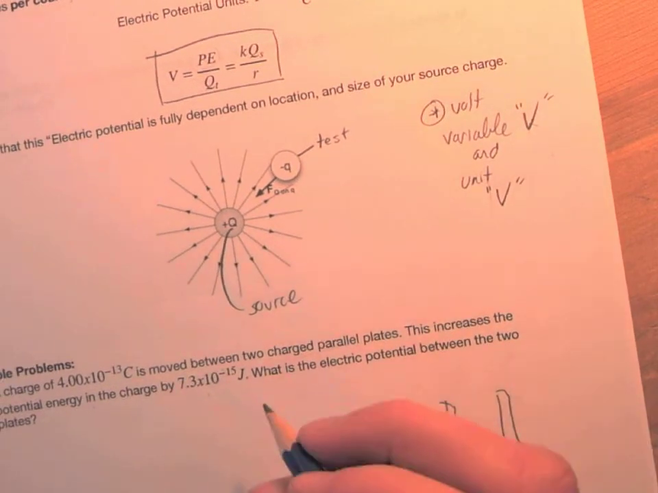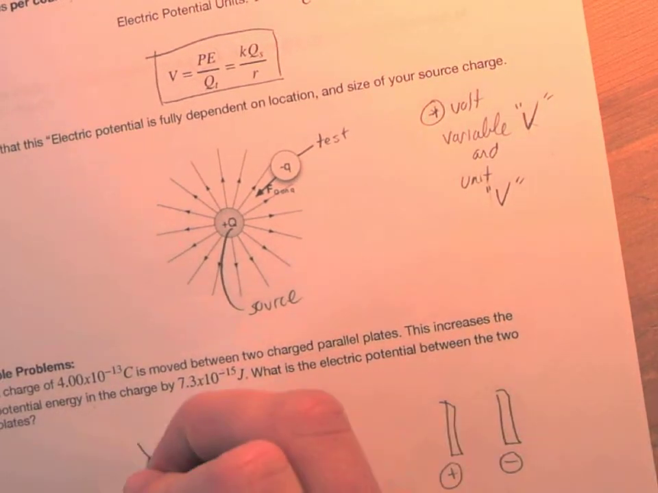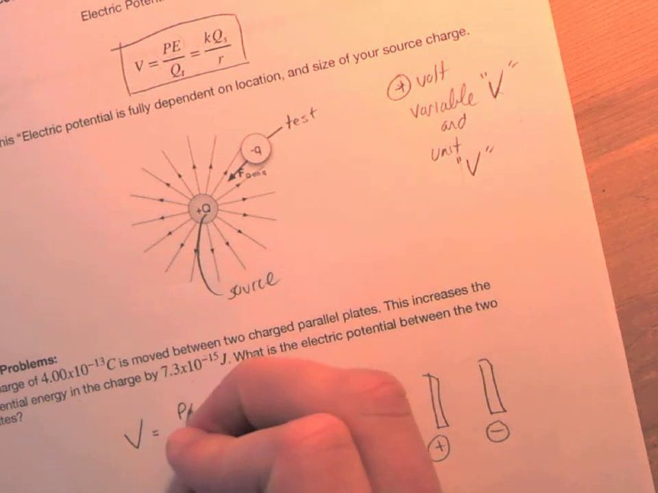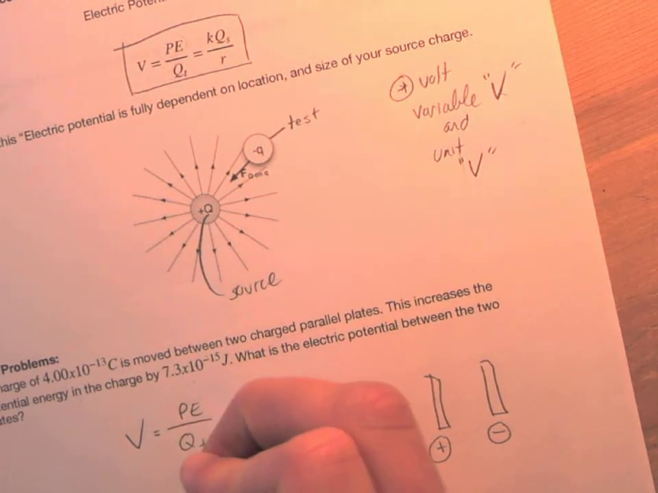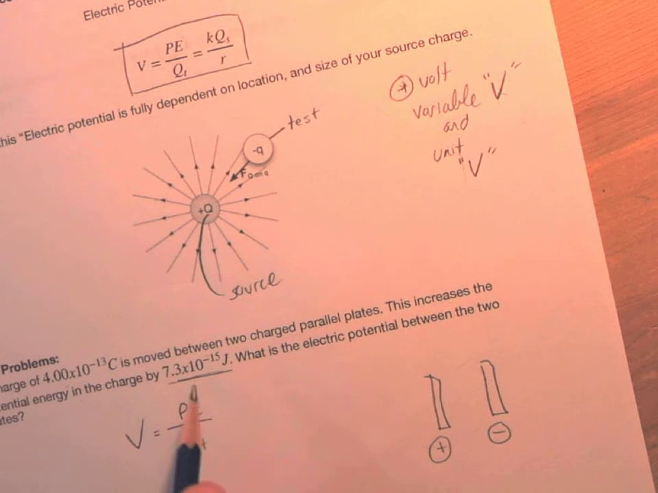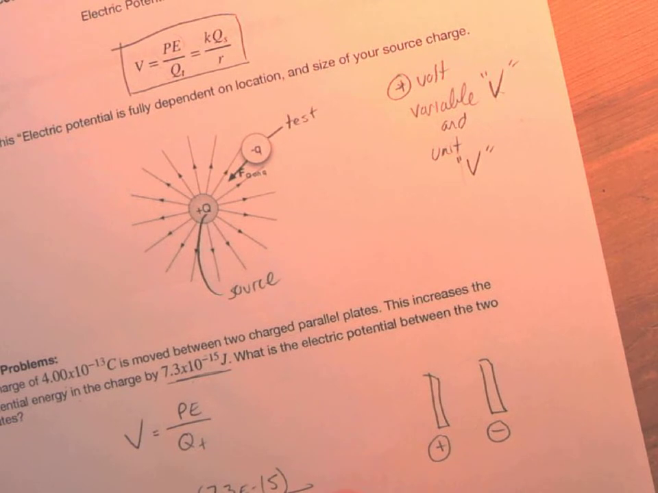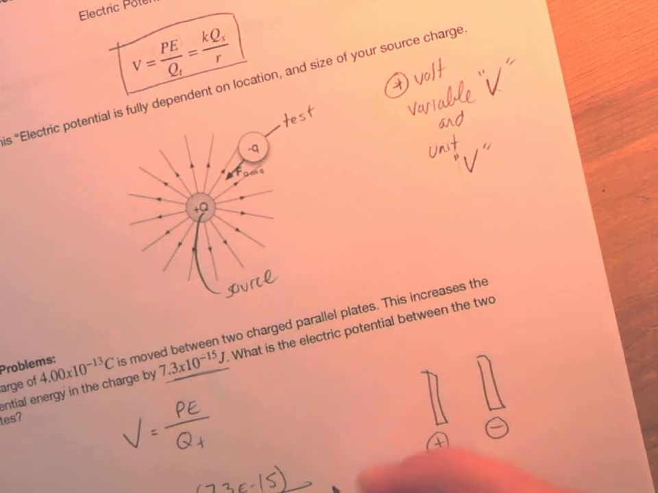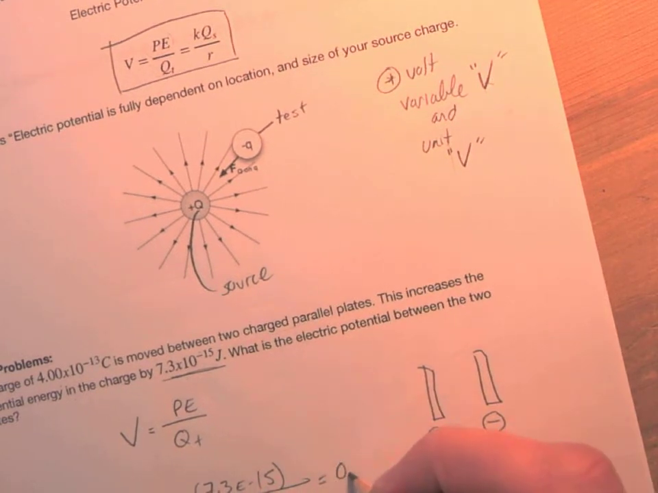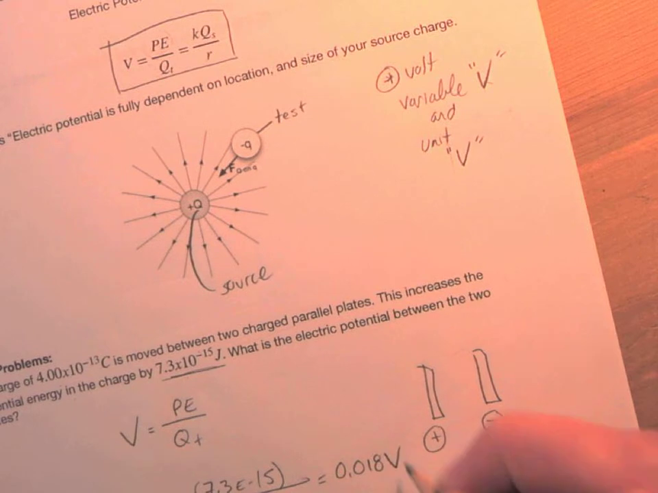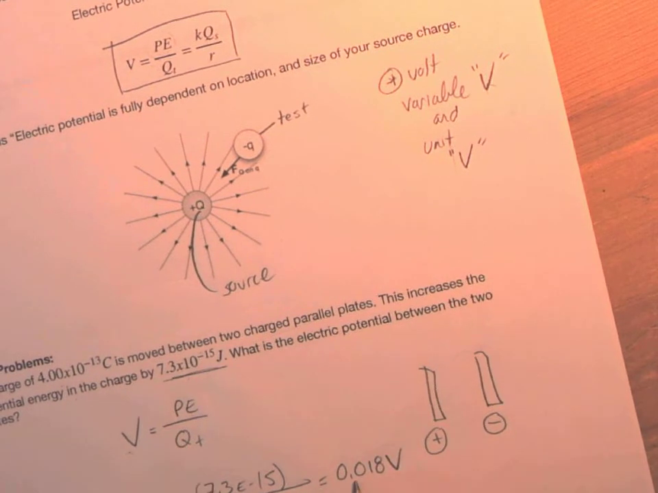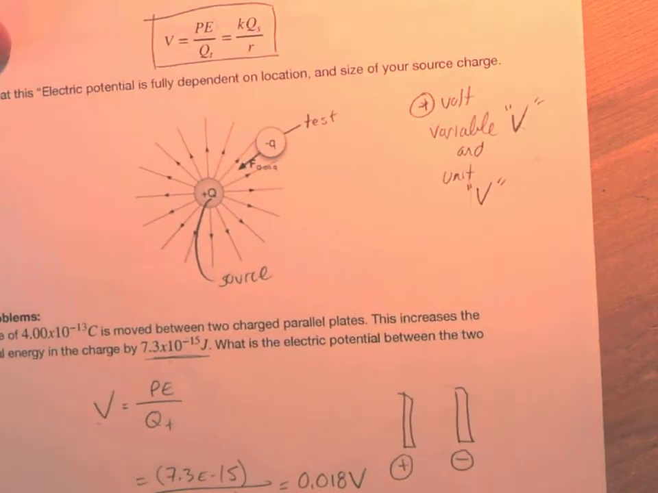Okay, so here I'm going to use our equation. V is PE over QT. I know I have the charge of the test charge, and I know I have the potential energy, so I know I'm going to have to use this equation. So it's going to be 7.3 e to the negative 15 joules, and then 4 e to the negative 13 coulombs, and this is going to get me 0.018 volts. Okay, so V is equal to 0.018 volts.